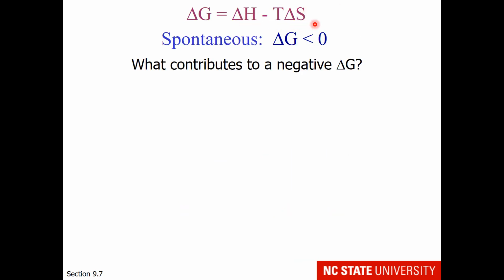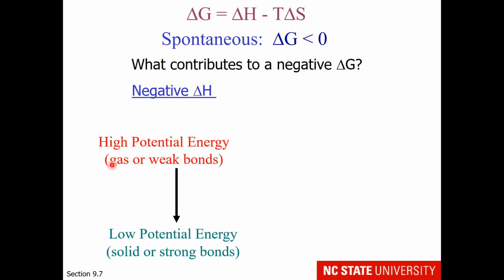So looking at this equation, what contributes to a negative free energy change? Well, certainly it would help if enthalpy change were negative. If this were a negative value, it would contribute to delta G being negative. So reactions in which we go from high potential energy to low potential energy, so we might be going, for phase changes, from gas to solid, or for chemical reactions, from weak bonds to strong bonds.